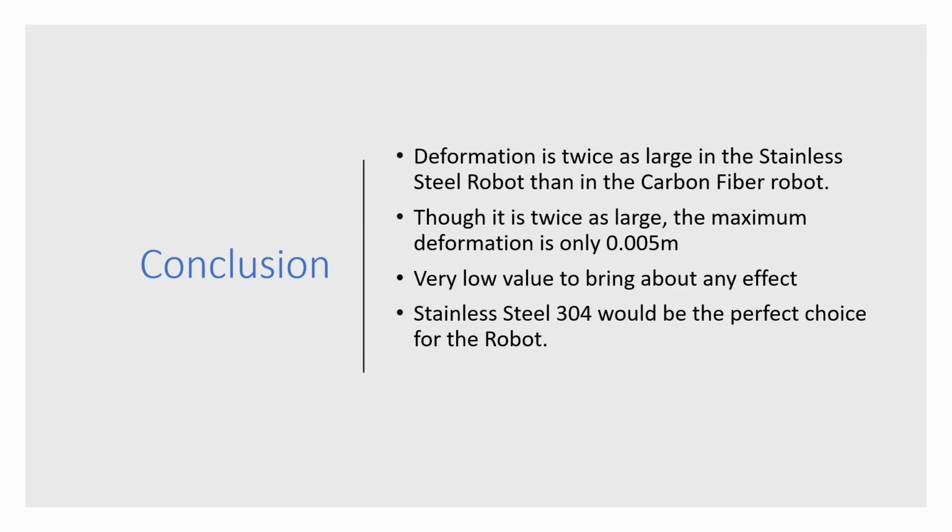Conclusion: what we find out from this is that the deformation is twice as large in the stainless steel robot than in the carbon fiber robot. Though it is twice as large, the maximum deformation is only 0.005 meters or 5 millimeters, which is a very low value considering the application. So carbon fiber can serve better in applications where high tolerance requirements are required. But in this situation, stainless steel alloy serves as a perfect choice for this robot.